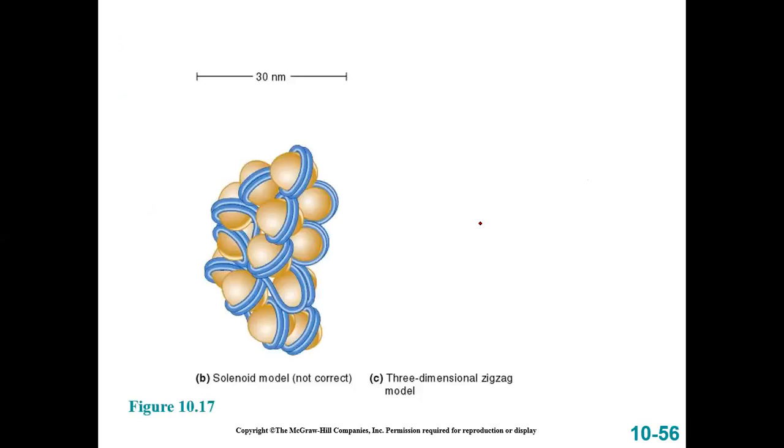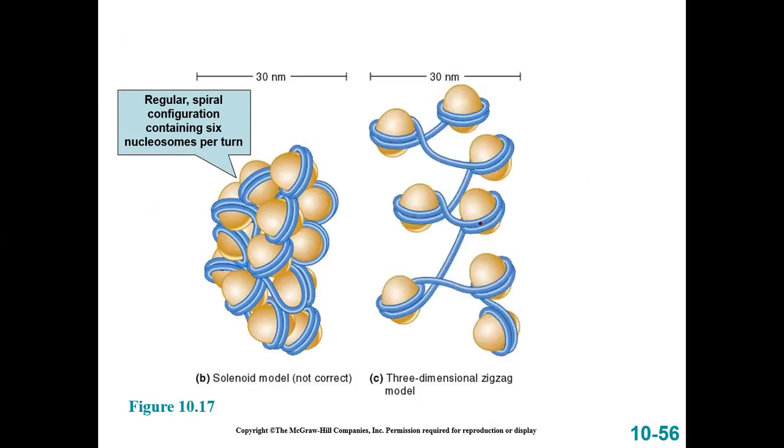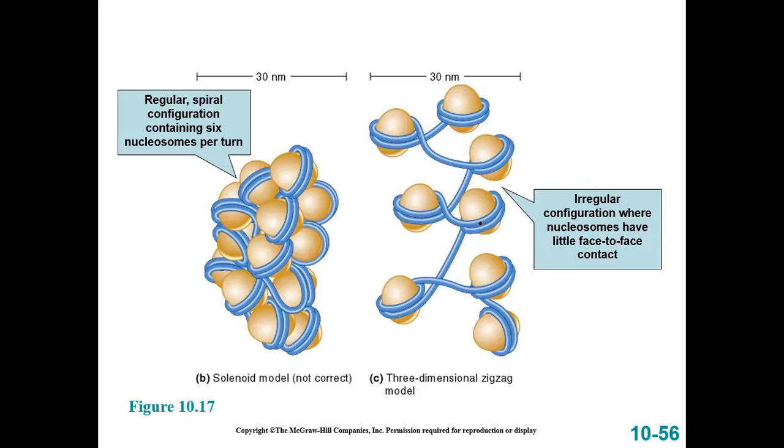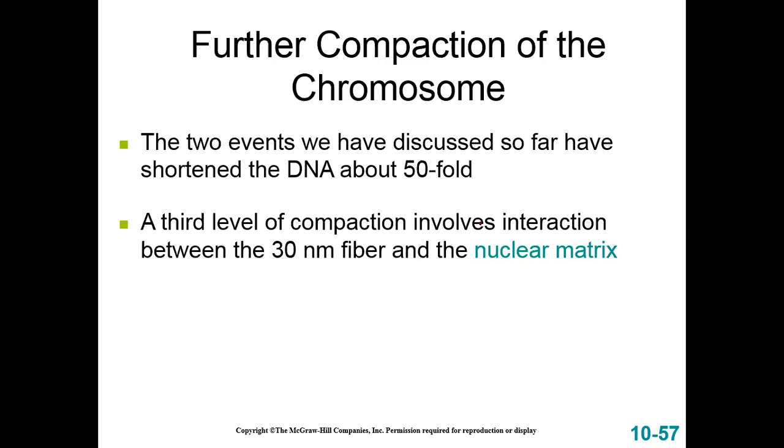This is the solenoid model for the 30 nanometer fiber. These are regular spiral conformations containing six nucleosomes per turn. The three-dimensional model, this is the zigzag model. This is also the 30 nanometer fiber. This is actually an irregular configuration where nucleosomes have little face-to-face contact. The two events we have discussed so far have shortened the DNA about 50 folds.